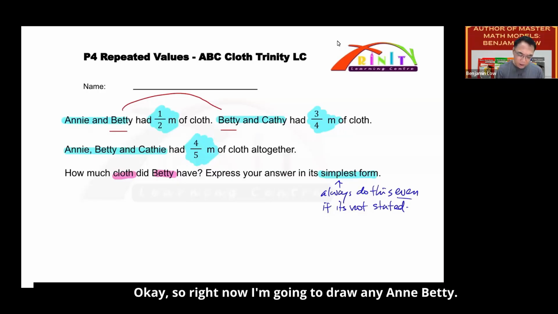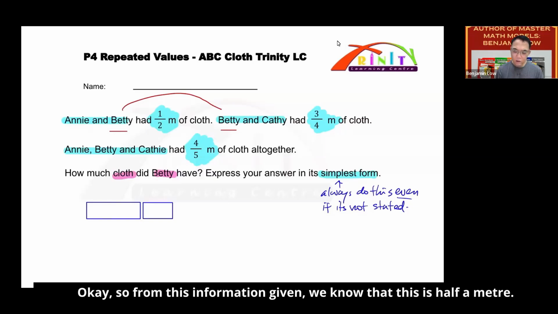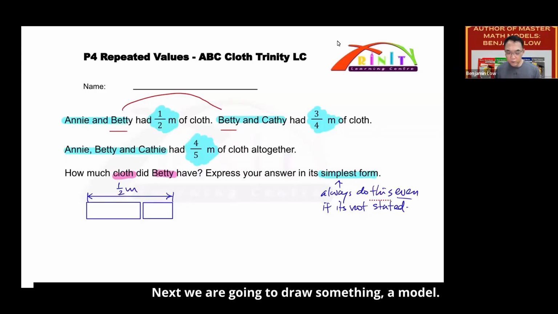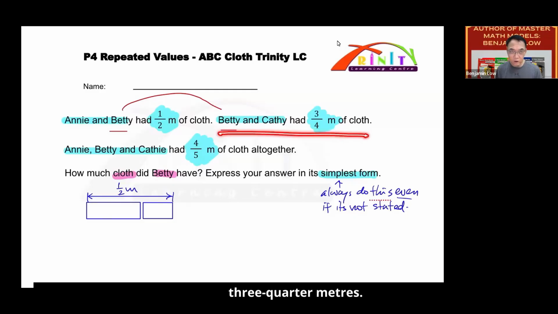So right now, I'm going to draw Annie and Betty. Let's say this is Annie, and let's say this is Betty. From this information given, we know that this is half a meter. Next, we are going to draw a model based on Betty and Katie, which is 3/4 meters.